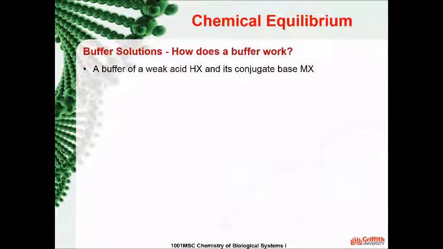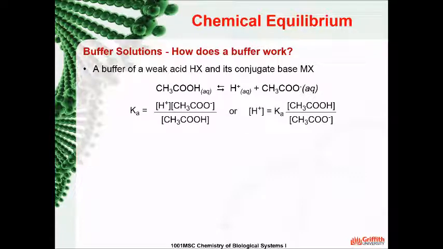Let's assume we have a buffer composed of a weak acid and its conjugate base. The equation shown represents the net chemical reaction in water. So the equilibrium constant is Ka equals proton concentration times acetate ion concentration over acetic acid concentration. We can also rearrange this equation to solve for the proton concentration. Once we calculate the proton concentration, we can then calculate the pH.